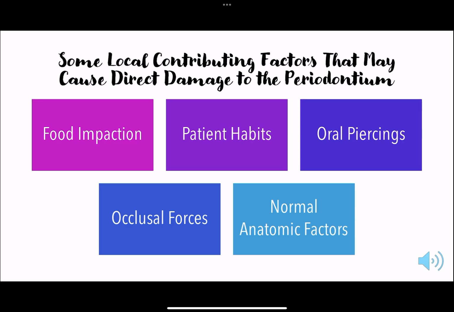Some local contributing factors that may cause direct damage to the periodontium include food impaction, patient habits, oral piercings, occlusal forces, and normal anatomic factors. These factors may also alter the progress of periodontal disease at individual sites.